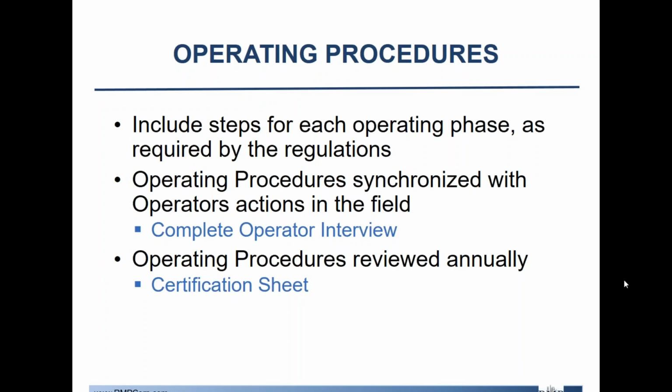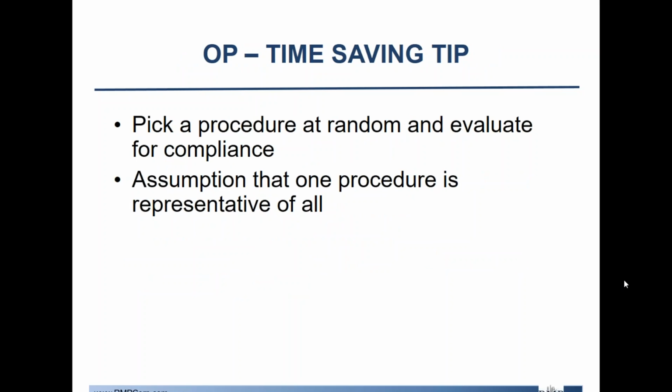The operating procedures should also be reviewed annually. There's a certification sheet that you have to sign annually saying that the operating procedures are up to date, and that is what's being followed at the facility. Furthermore, the operating procedures should also be readily accessible to all personnel who work in or near the process area.